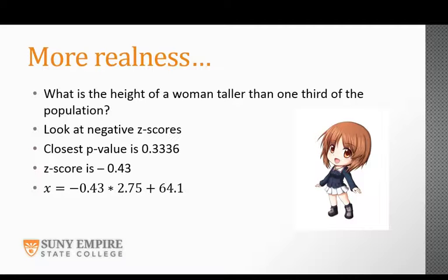Plugging into our formula, the woman's height is equal to negative 0.43 multiplied by 2.75 plus 64.1. So a woman that is 62.9 inches tall is taller than 1/3 of the population of 20-something women.